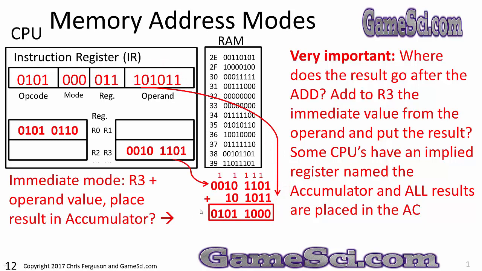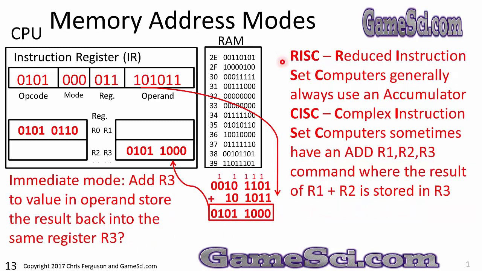Now the question is, my result 01011000, where does that go? On many CPUs, it goes straight to the accumulator. Adds, subtracts, multiply, and divides happen in the accumulator, and when you're done with the operation, store the result back into the accumulator.